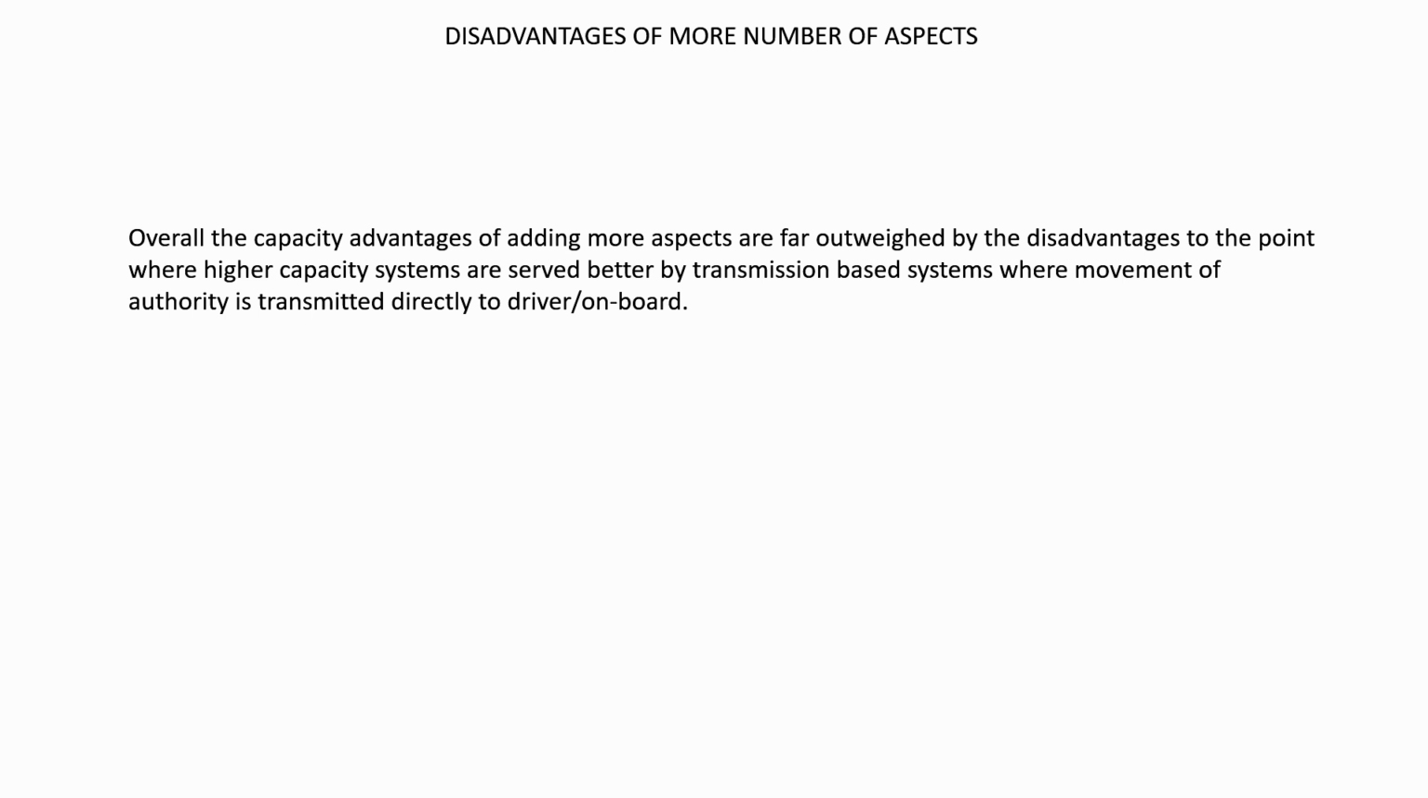So overall, looking at all the disadvantages, it's clear that adding number of aspects is not the solution, and that marginal improvement that you get in the capacity is far outweighed by the increased cost and the increased complexity of higher aspect signaling systems. And one of the ways to solve that is by directly transmitting the movement of authority information to the driver, or even better, to the onboard system, so that the reaction times are reduced and so that all the other aspects that come along with the physical signal are also eliminated. And we'll look at that in the next video.